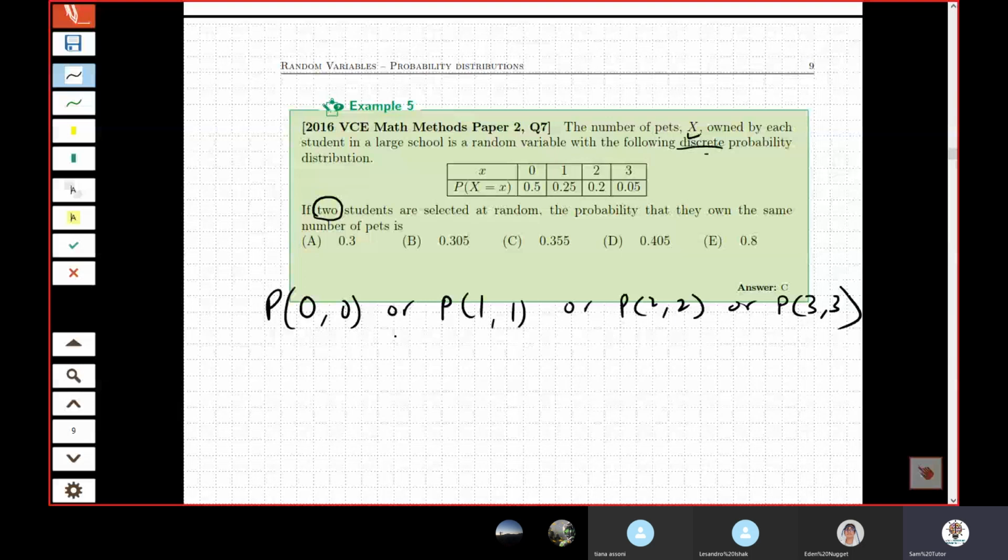We agree with that? So they're two students, both have to own the same. So what's the probability that it would have been 0 and 0? Wasn't that just 0.5 times 0.5? So 0.5 squared. Or means plus, that's what we learned last week. They both have to have 1 and 1. Or 2 and 2. Or 3 and 3.